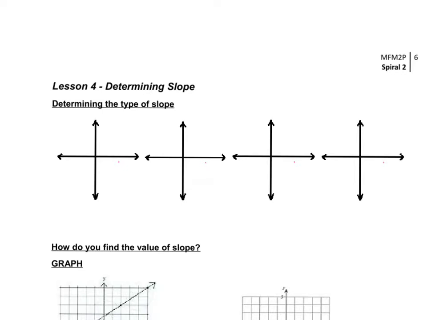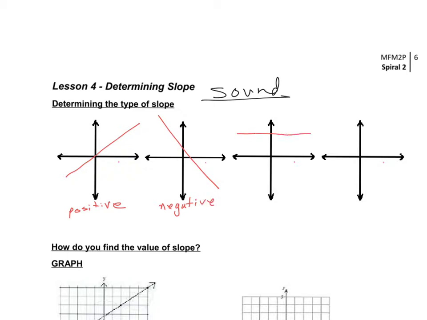So today we're going to be doing a lesson on slopes. Now, a line that looks like this is a positive slope. A line that looks like this is a negative slope. A line that looks like this, horizontal, is a zero slope.